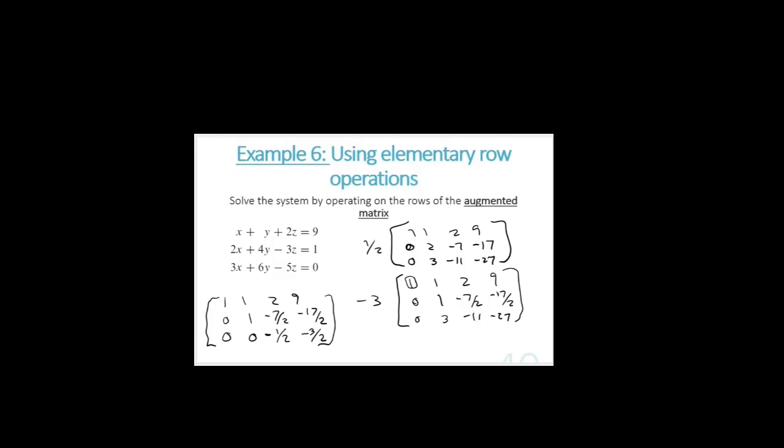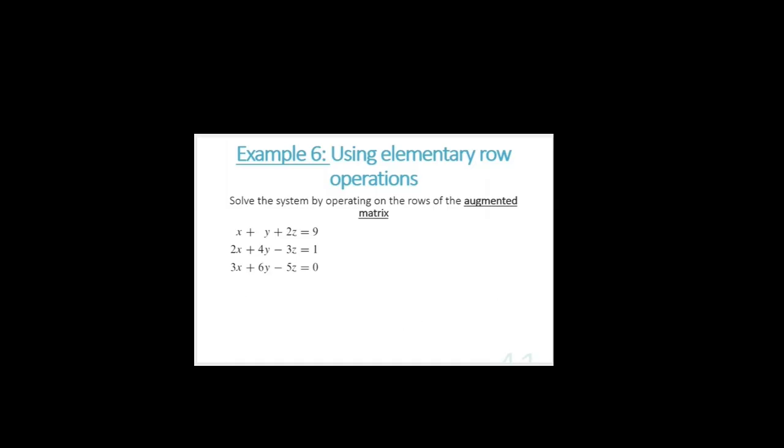Like, why are they doing it this way? Okay, so we're almost there, folks. Let's go ahead and get this one in here. So we've got 1, 1, we're almost there. 2, 9. We've got 0, 1, -7 halves, -17 halves. Then we've got 0, 0, -1/2, and then we've got -3 halves. Our augmented matrix is now looking like this.